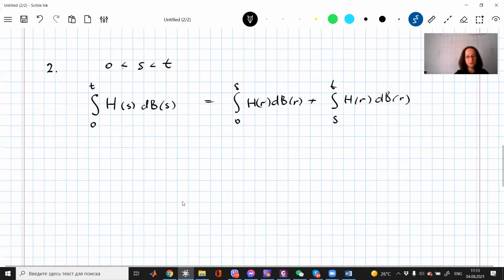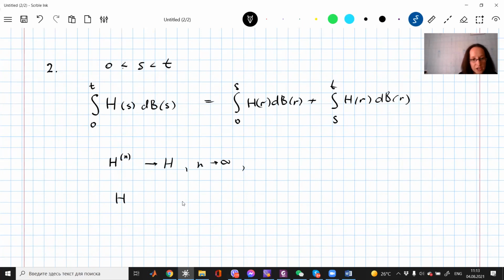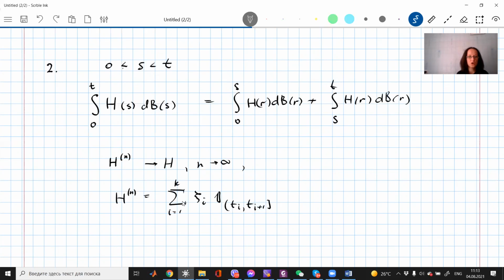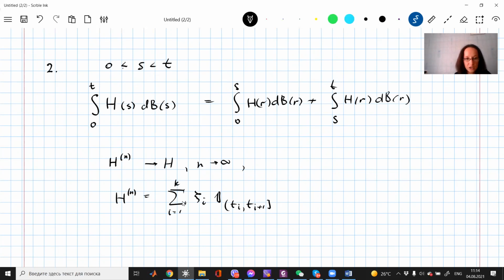So the proof is the same. We need to take the approximation with step functions. I will write it this way: h_n, for example, is equal to the sum of ξ_i times the indicator of [t_i, t_{i+1}), for some number of terms. We remember that we proved that the integral does not depend on the choice of these functions, so we can add to this function the point s.